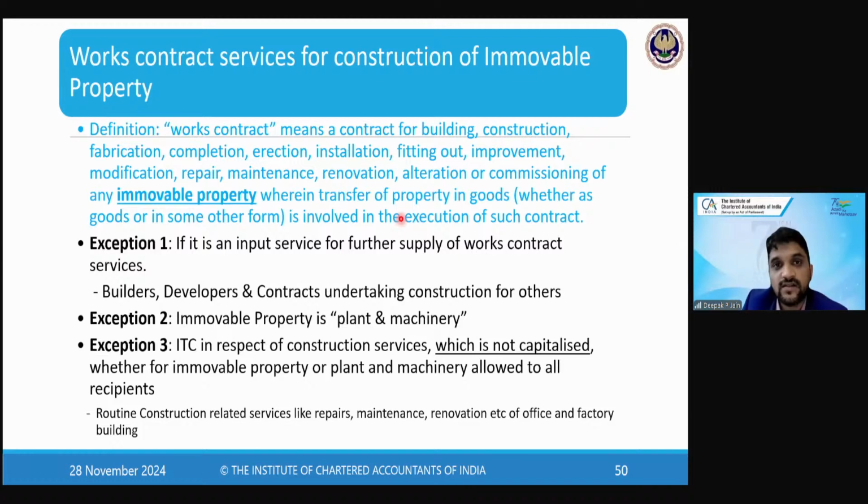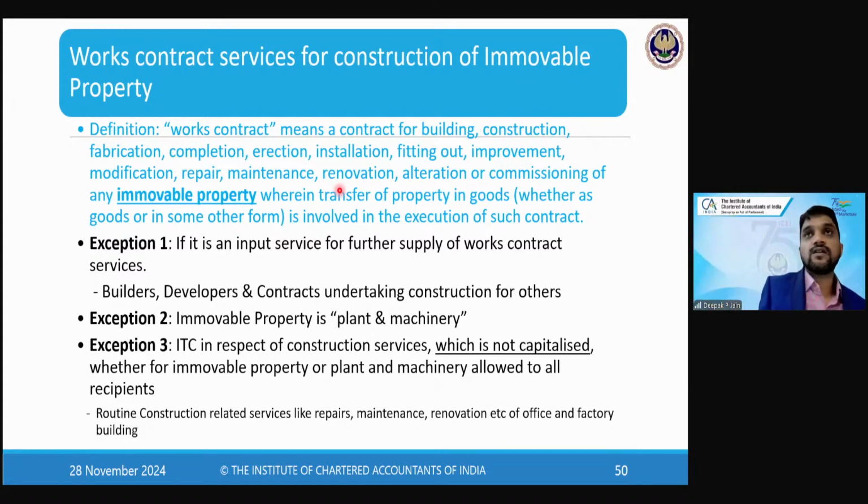Next is works contract services. Works contract service is very important. For construction of an immovable property, you will not get the credit. What's the definition of a works contract? Works contract means a contract for building, construction, fabrication, completion, erection, installation, fitting out, improvement, modification, repair, maintenance, renovation. इतना बड़ा definition है. Alteration or commissioning of any immovable property. Very important, any immovable property. Wherein transfer of property in goods is involved in the execution of such works contract.